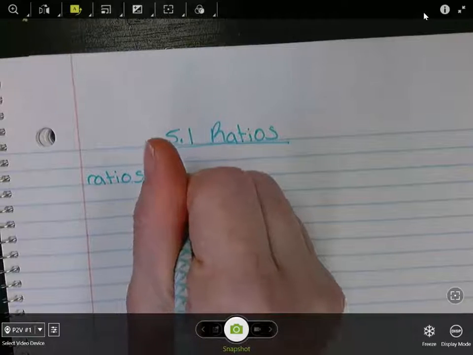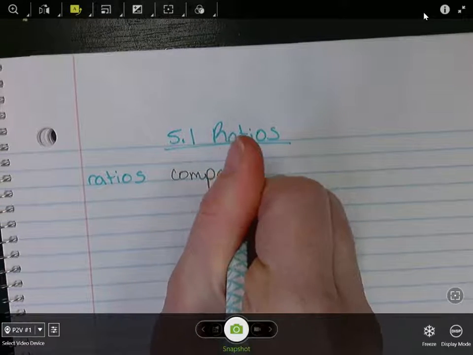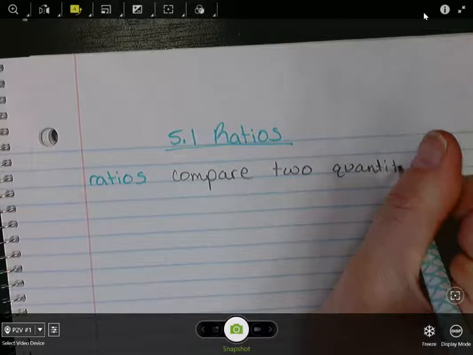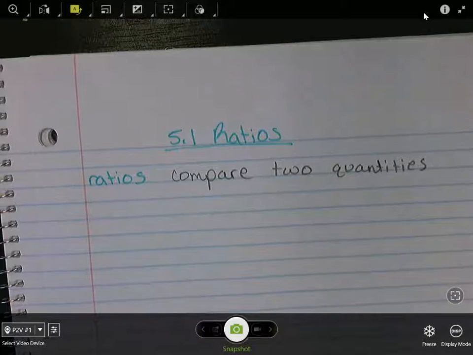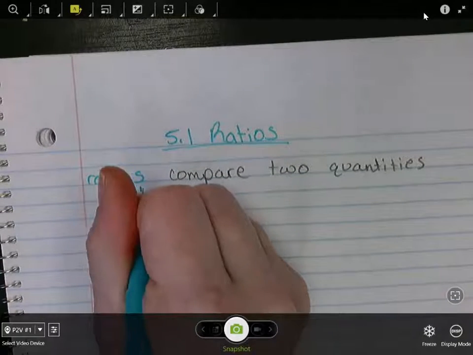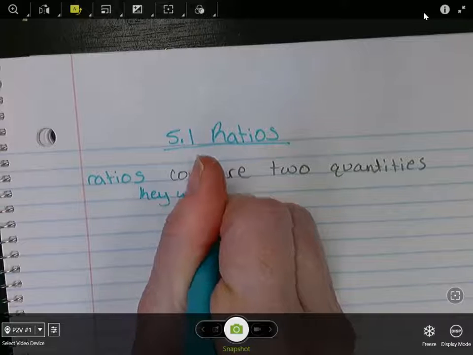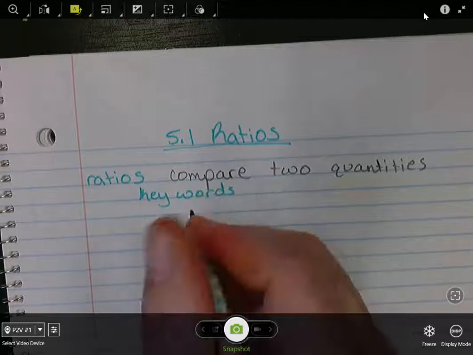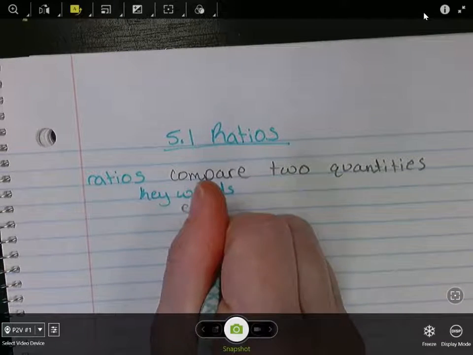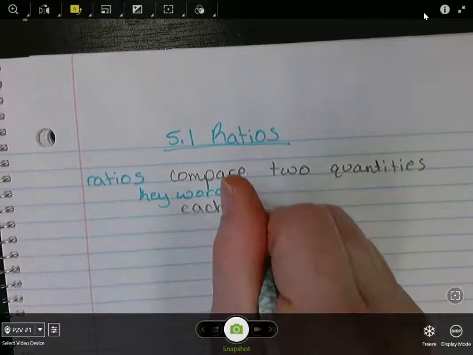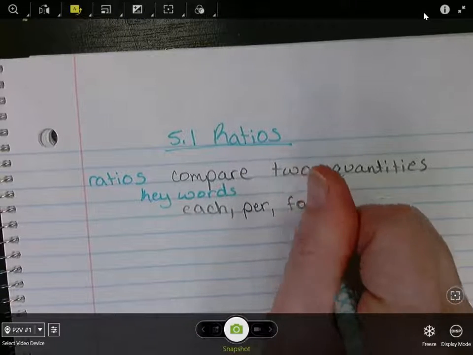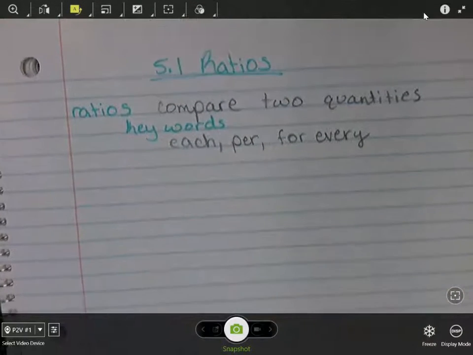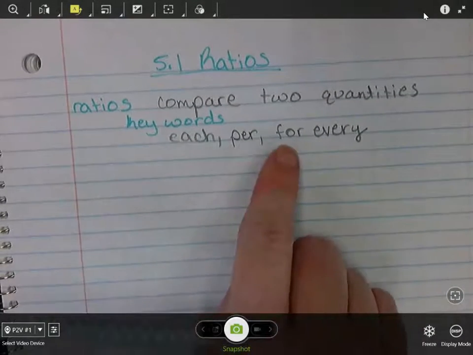compare two quantities. Ratios compare two quantities. Some key words to look for when you're talking about ratios, how you know they're talking about a ratio, would be the word each, the word per, or the phrase for every. So those are some key words that tell you that they're talking about a ratio.